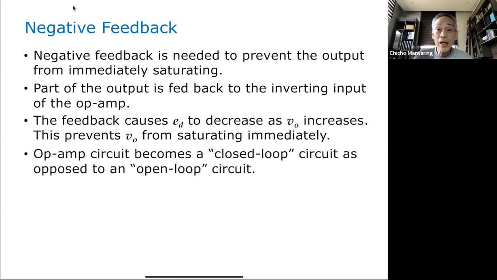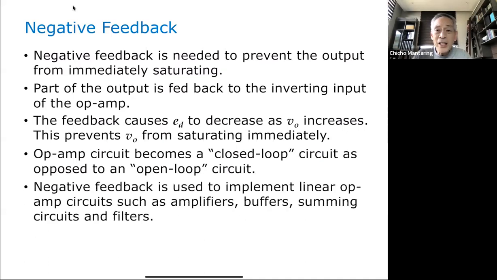And the op-amp now becomes what we call a closed loop circuit. When you have feedback, you call that closed loop. When you don't have any feedback, you call that open loop. So that's the reason why A sub L, we call that the open loop gain, because that is the gain of your amplifier if there is no feedback. That is the open loop gain. When there is feedback, your gain value changes.